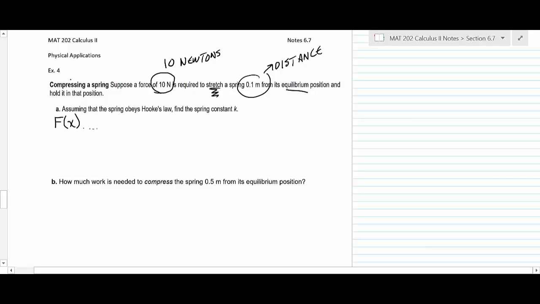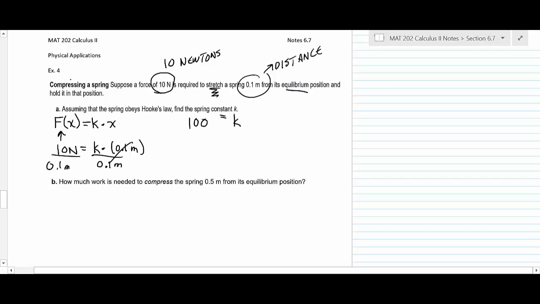So first of all, Hooke's law is this formula: F of x is equal to k times x. In this problem, you're given enough information to find k. They didn't give you k, but they gave you all you need to know. The force is going to be 10 newtons, k is what we're trying to find, and the distance is going to be 0.1 meters. Then you can solve this for k. You divide both sides by 0.1 meters, and k is 10 divided by 0.1, which is 100.